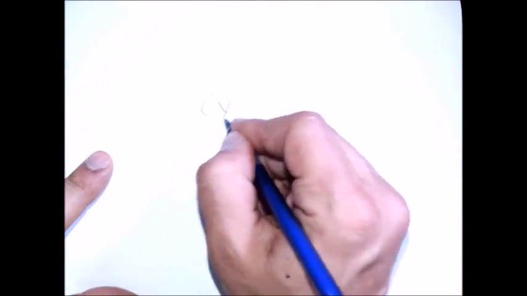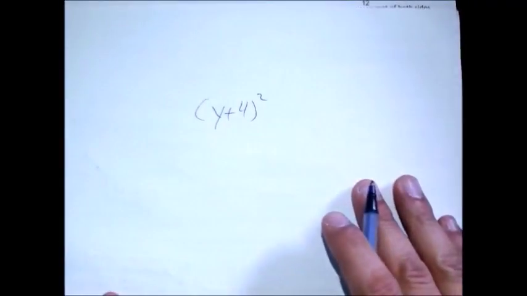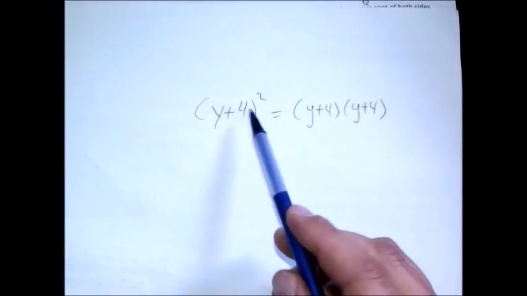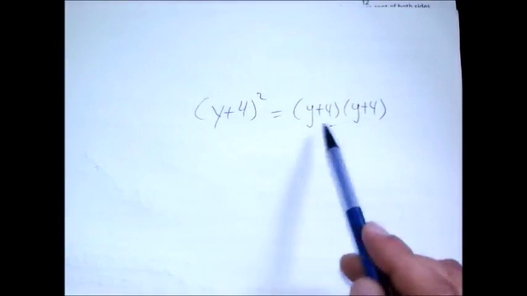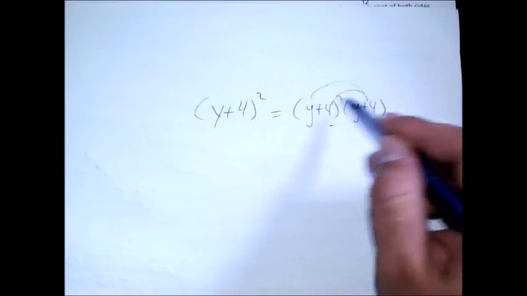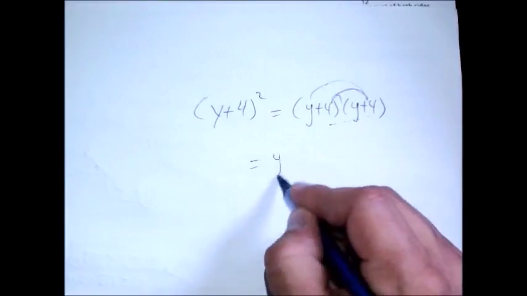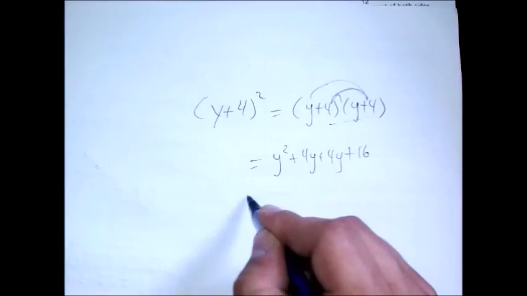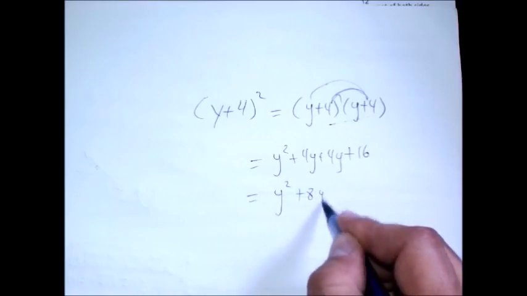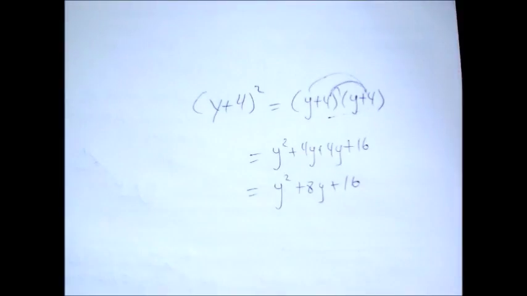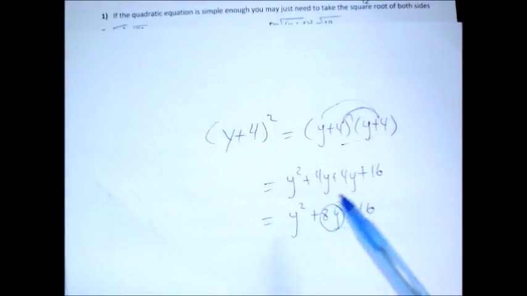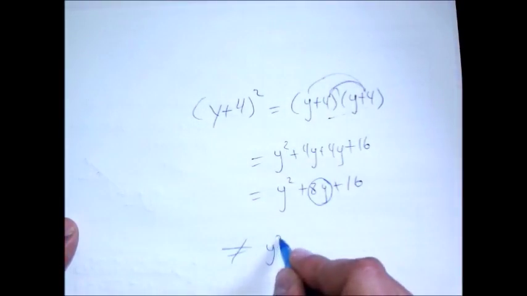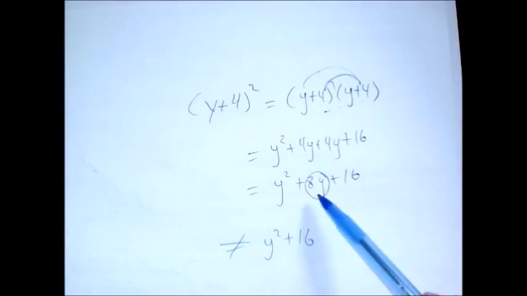If we had y plus 4 squared, we know that that's this. Whenever you square something, you multiply it by itself. And when we multiply this out, when we do the distribution, we would get y squared plus 4y plus 4y plus 16. So we do get a y squared, and we do get a 16, but when you do it that other way, you miss out on this 8y. So that's why this is not equal to y squared plus 16, because you're missing that middle term when you just distribute that.